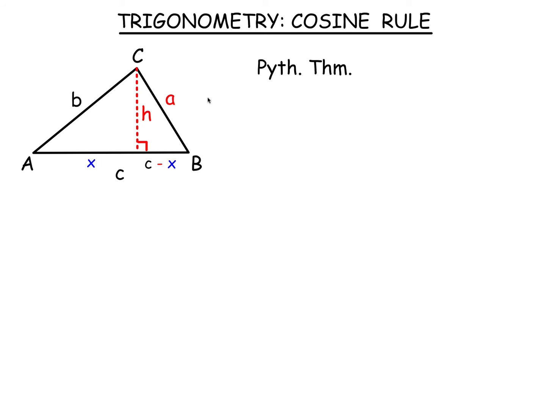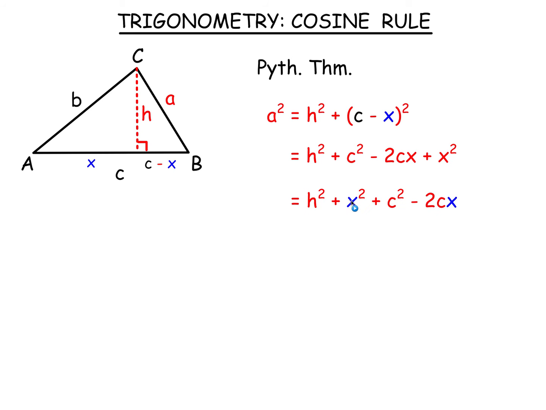Apply Pythagoras' theorem, and A squared, the hypotenuse squared, is H squared plus all of C minus X squared. So C minus X in brackets. Squaring it, C minus X times C minus X. If you break the brackets up, you get C squared minus 2CX plus X squared. Going to rearrange that, gathering up the H squared and the X squared.